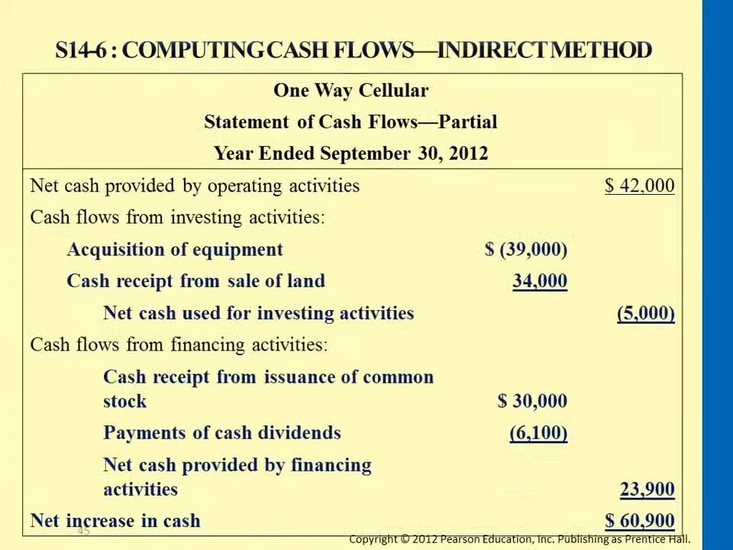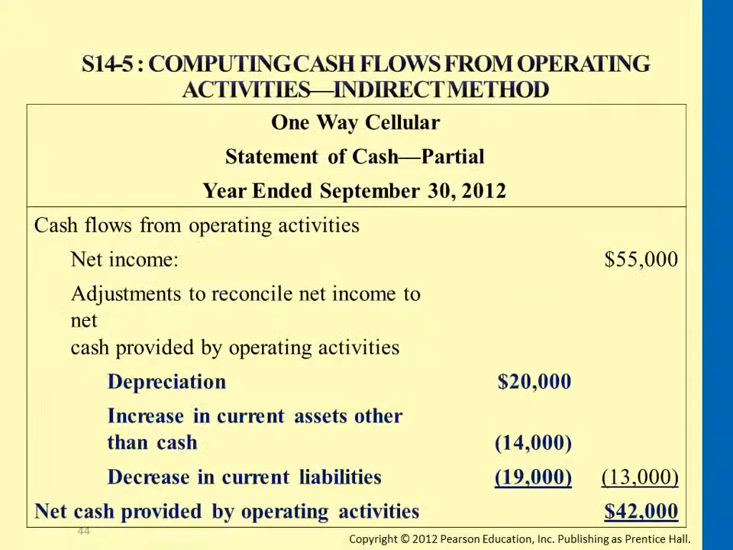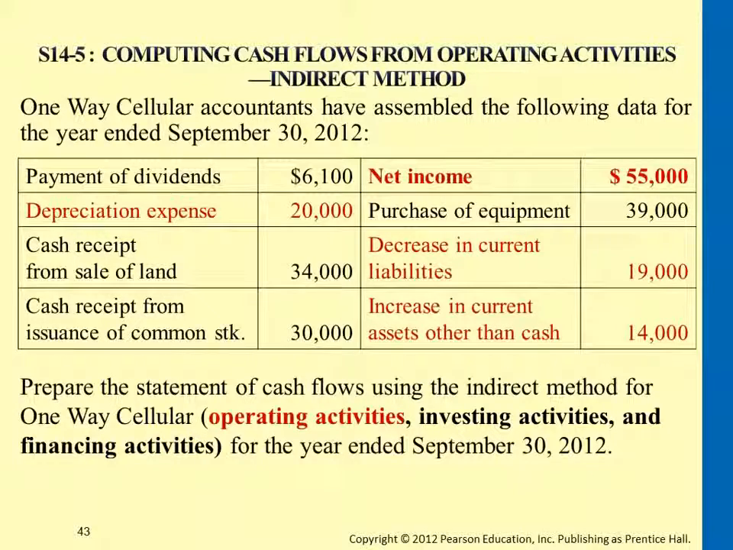Now the second section, investing activities, this relates to any long-term asset activities. So purchase of equipment, $39,000. Basically, if we purchase something, from the company's perspective, they'll be losing cash, $39,000. Now cash received from sale of land, the $34,000, it readily tells you it's a cash receipt. So we add the $34,000.